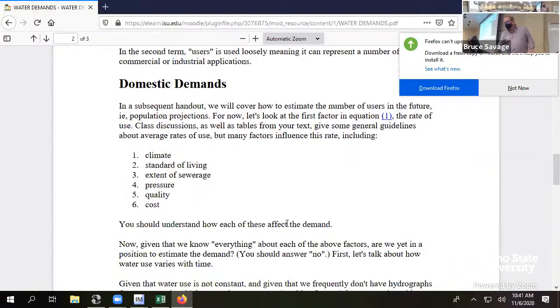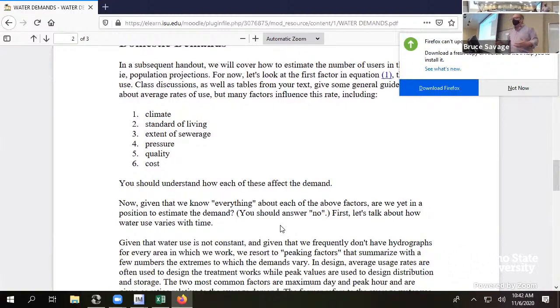Okay. And this talks a little bit then about the domestic demands. What changes the domestic demand? Well, it could be the climate. Hot climates tend to use more water than cold climates. Standard of living. Extent of the sewerage. If you have a sewer system, you tend to use more water. What is the pressure in the system? If you have high pressure, you tend to use more water. Quality. People think that the water stinks and they don't want to use it. And then the cost. Cost is kind of rather interesting because it's generally fairly inelastic. You guys remember that term from economics? What does inelastic mean?